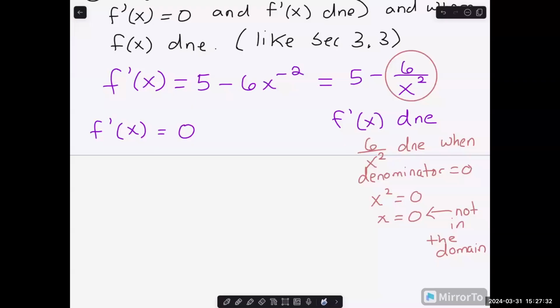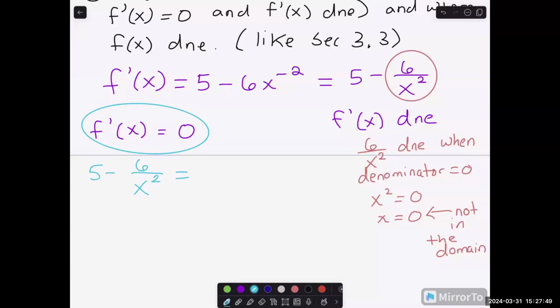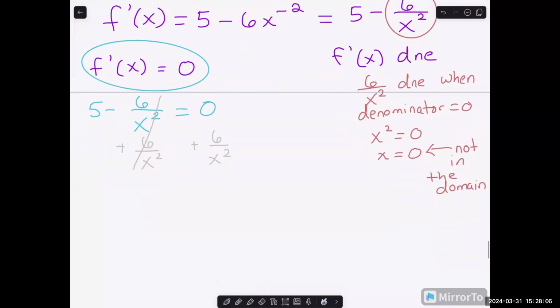So let's focus on the f prime of x equals 0 part. We would focus on it anyway, because we want to get all of our critical numbers. So we'll have 5 minus 6 over x squared, our derivative, equals 0. One thing you can do right away is multiply both sides by x squared to get rid of the denominator, but I'm just going to move the 6 over x squared to the other side. I think that'll make it a little bit less messy.